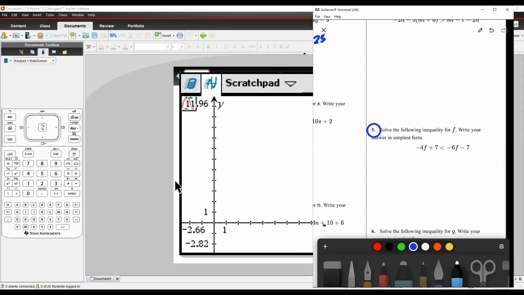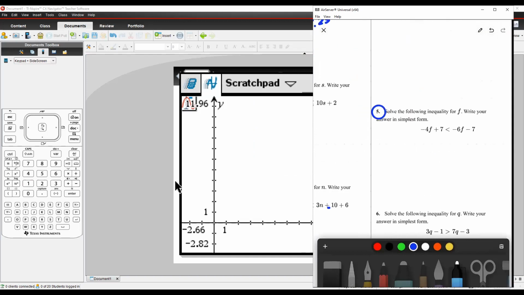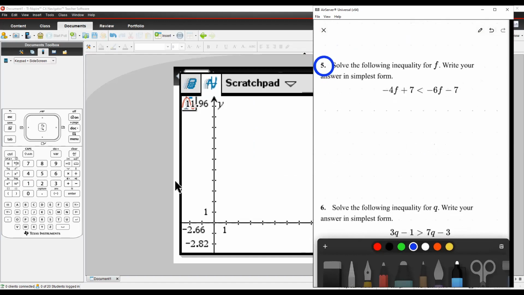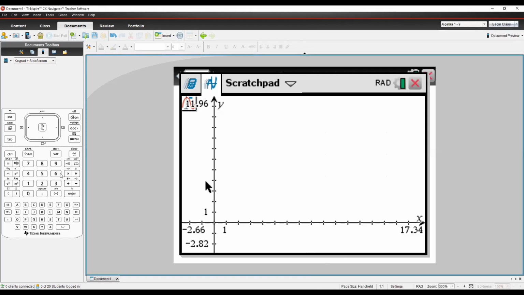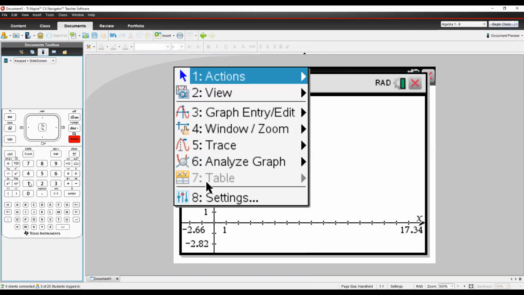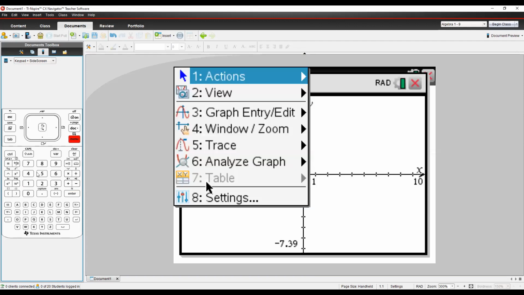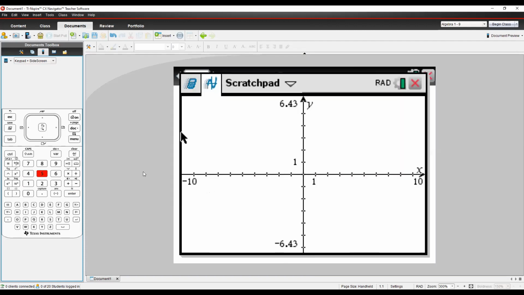Number 5 is negative 4f plus 7 is less than negative 6f minus 7. So if I go here, I'm going to do menu 14, delete the old one, and then I'm going to do menu 45. Menu 45 takes me back to the regular window.